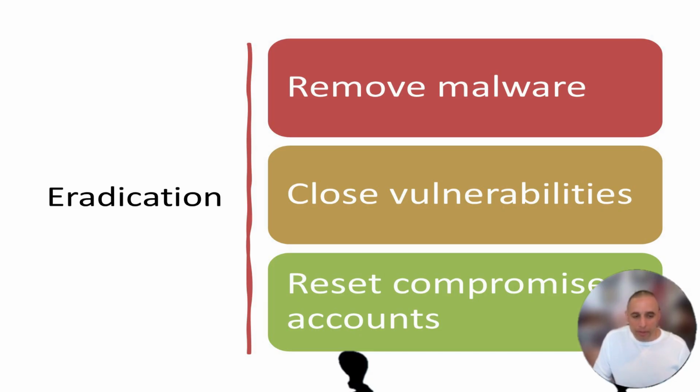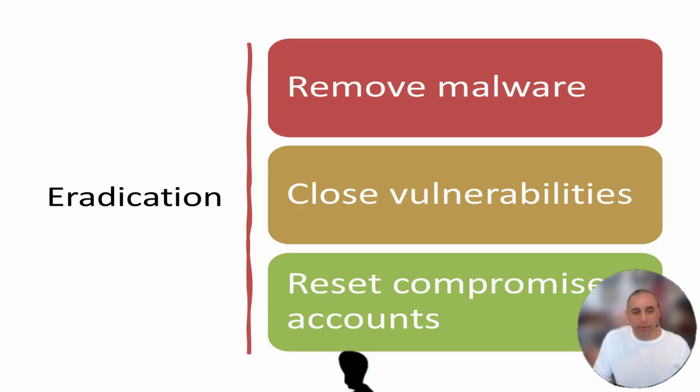Close vulnerabilities. Next, the DFIR team must identify how the attacker got in and close the holes they exploited. This may involve applying patches, fixing misconfigurations, removing exposed credentials, updating firewall rules, hardening identity policies, and disabling unused services. Closing vulnerabilities ensures the same attack path cannot be used again. This is where the organization turns lessons into lasting improvements.